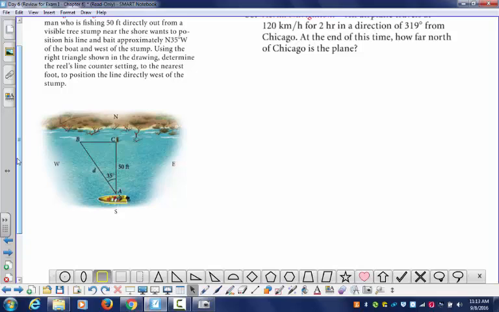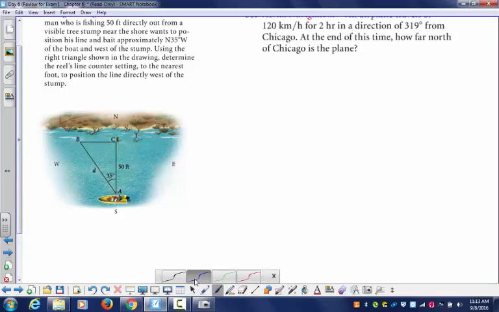All right, using a right triangle shown in the drawing, determine the reel's line counter setting to the nearest foot to position the line directly west of the stump. So we want to figure out what D is with that triangle. So does anyone have a question on how we identify where point B is, where we're trying to put the bait? So directly west of that tree stump and north 35 degrees to the west. All right, so we just have to find D in this case.